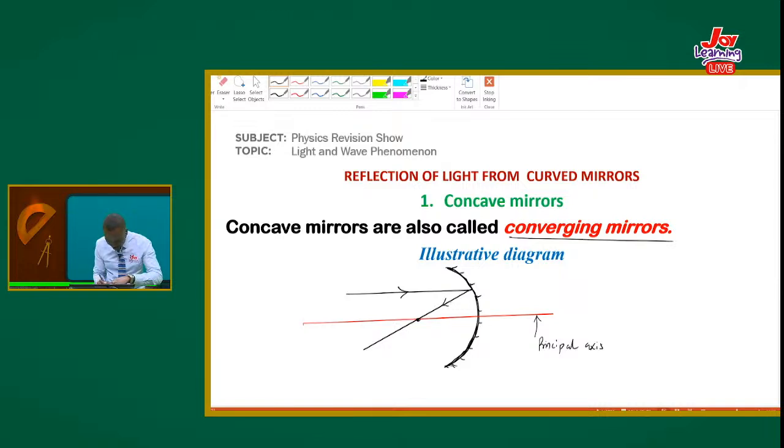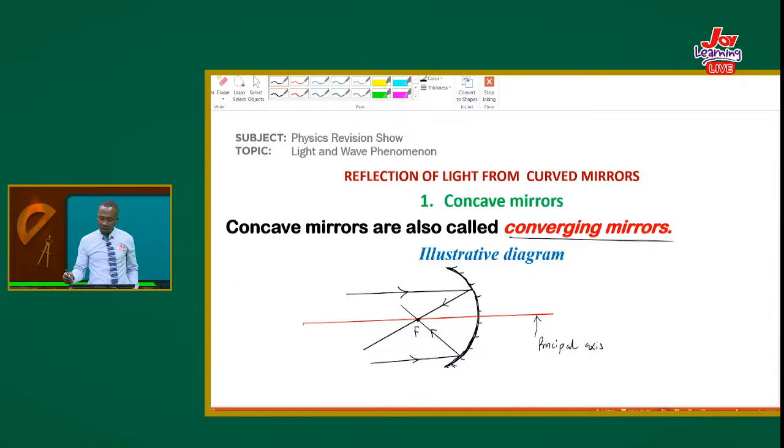If I have another ray of light, maybe coming from here, incident on the mirror surface, the mirror reflects it. This point here is called the principal focus. So you can see that any ray of light parallel to the principal axis that is incident on this concave mirror is reflected to a common point to meet at this point F, called the principal focus or the focal point. Because of that, a concave mirror is also called a converging mirror.